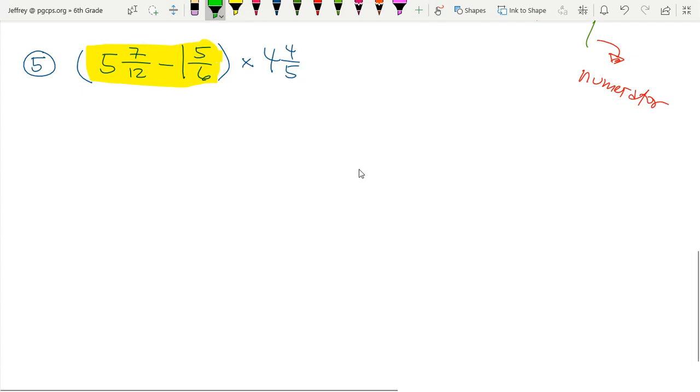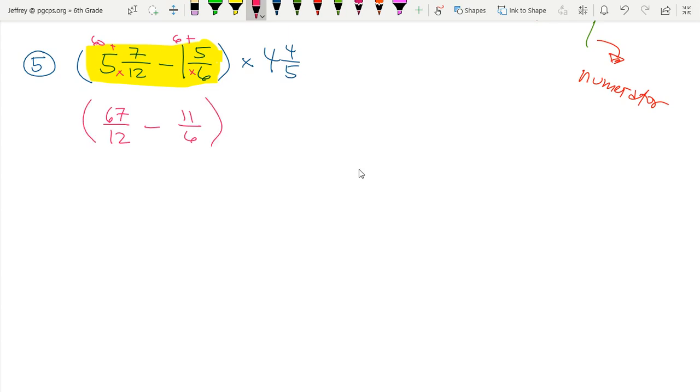And what do we know when we are subtracting mixed numbers? It's easier to change this into an improper fraction. So let's do that, okay? So let's do this first. 5 times 12 is 60 plus 7, that will give you 67 over 12 minus 6 times 1 is 6 plus 5 is 11 over 6. So this is our improper fraction now. Then, of course, times 4 and 4/5. I should have changed that into an improper fraction.